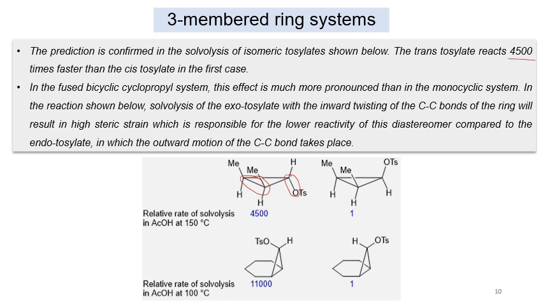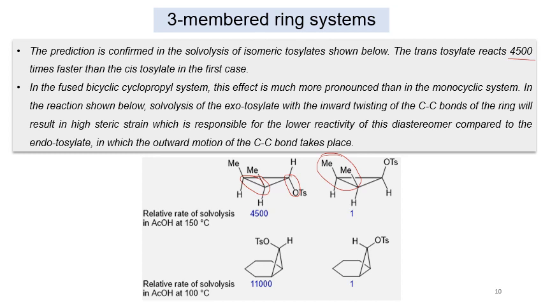In both the cases, the methyl groups are cis. The only difference between the two is the orientation of the tosylate. In one case, the tosylate is cis to both the methyl groups. In the other case, it is trans. And obviously, the trans one is reacting faster, going by the postulate that we had seen on the previous slide.